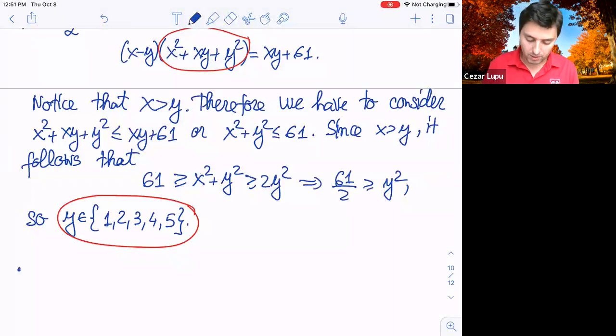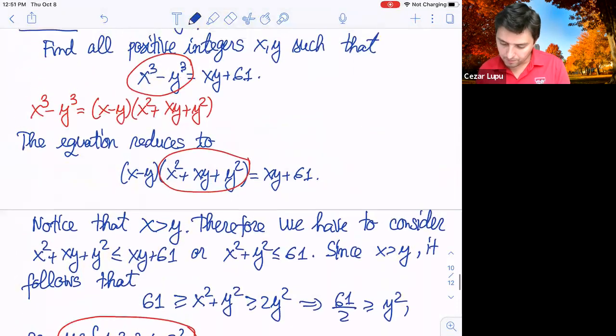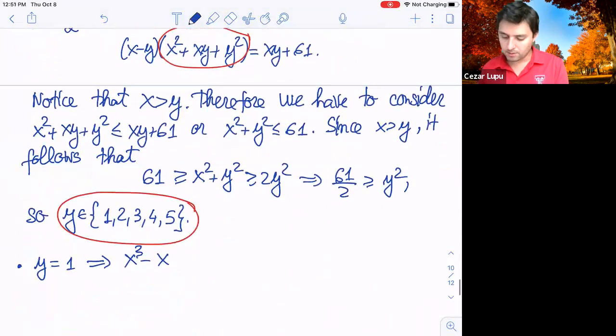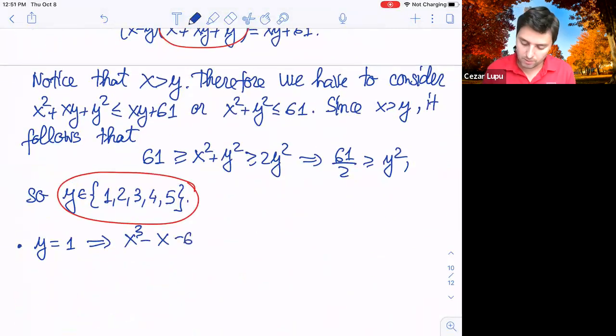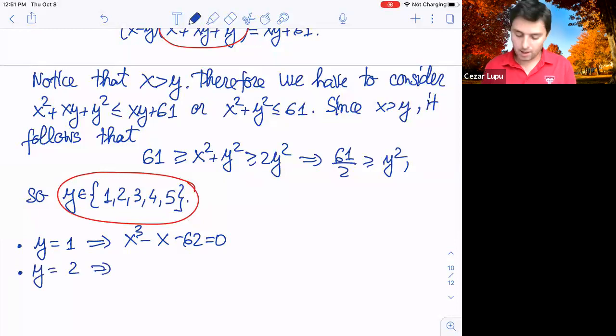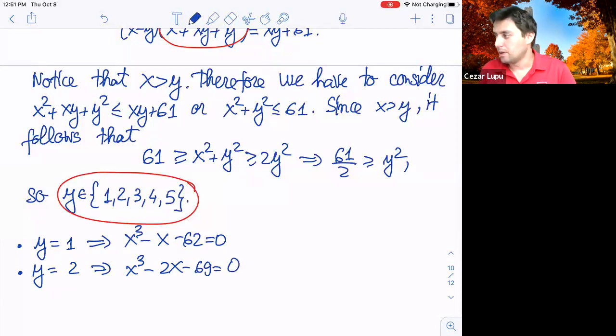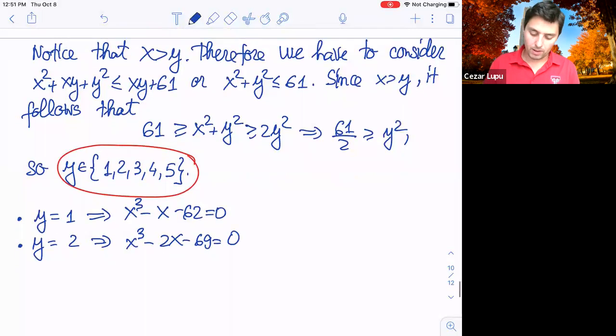So now we take for y equals 1, what do we get? What equation do we get? We get x cubed minus x minus 62 equals 0, right? And I'll leave this to you as an exercise, and we keep going. Y equals 2, we'll get what? We'll get x cubed minus 2x minus 69 equals 0, right? And so on. And we keep going.